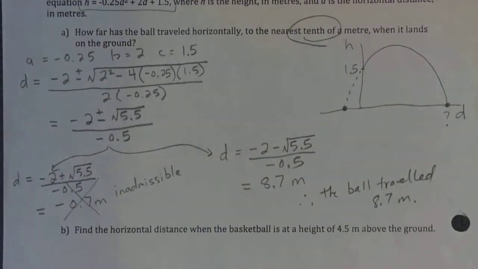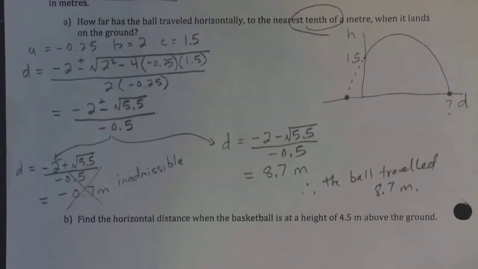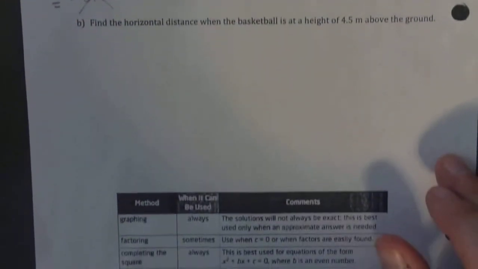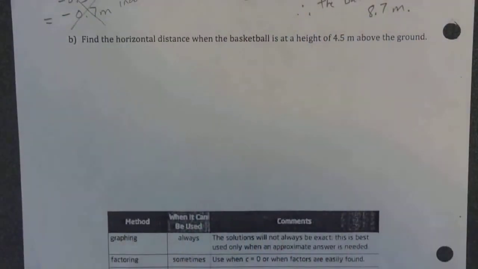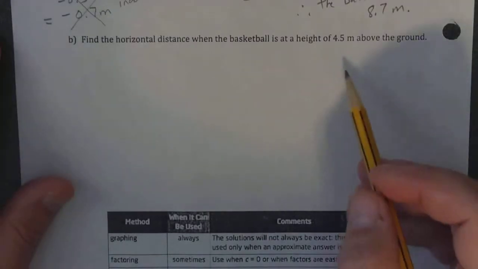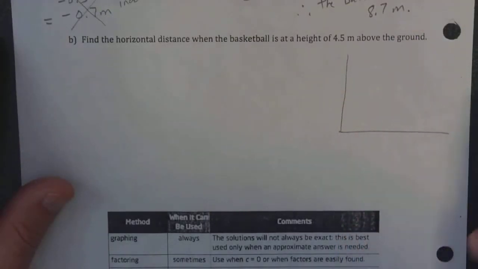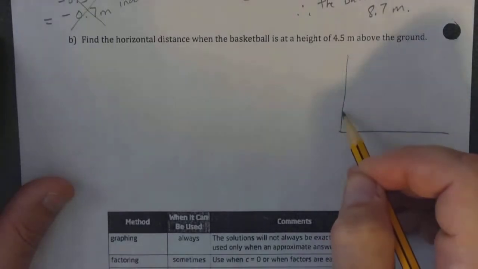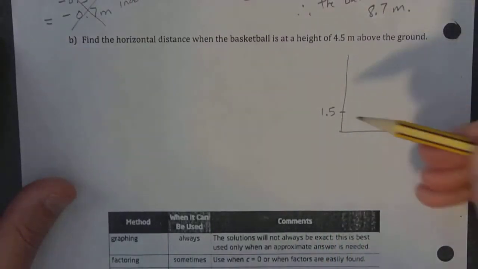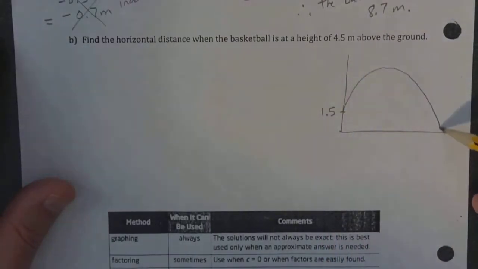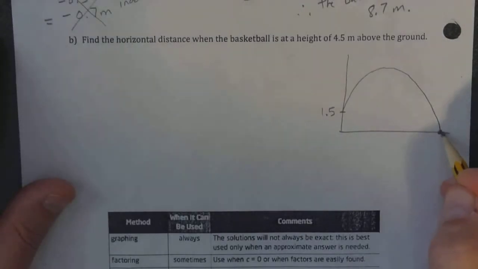B part's a great question, which we usually ask on a test. We're going to redo this sketch down here. It says find the horizontal distance, horizontal straight line, when the basketball is at a height of 4.5 meters above the ground. So this is easy. Let's redo this sketch. This was 1.5. Let's bring the 1.5 down a bit. Don't worry about the scale. Ball goes up, comes back down.